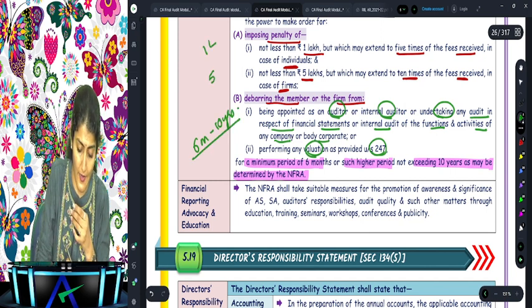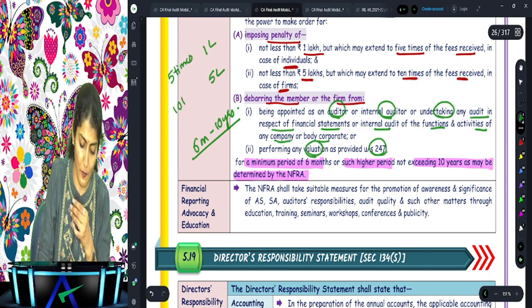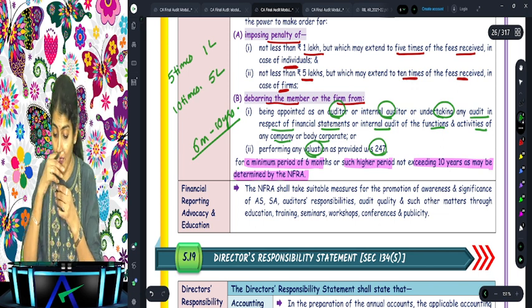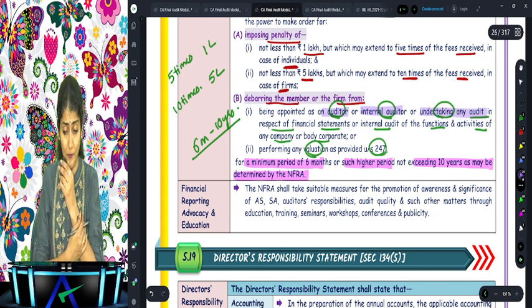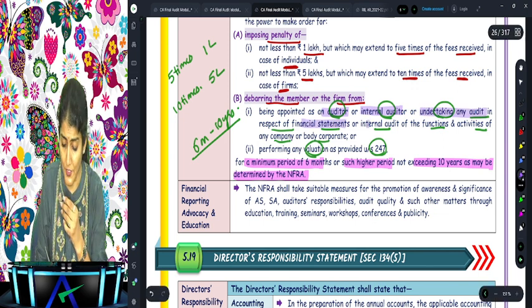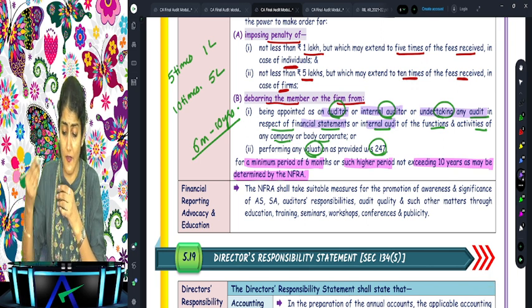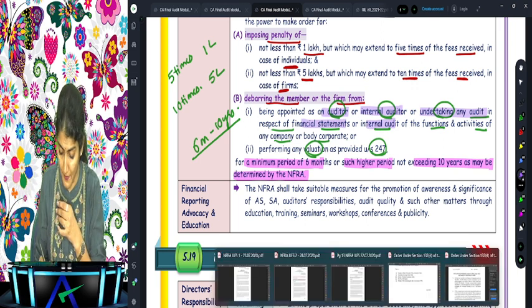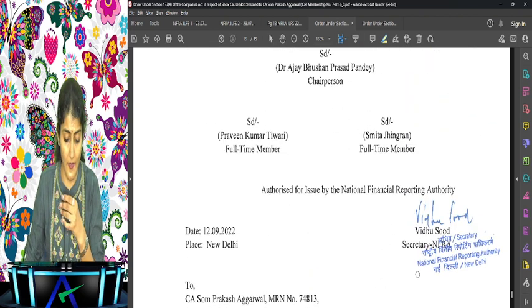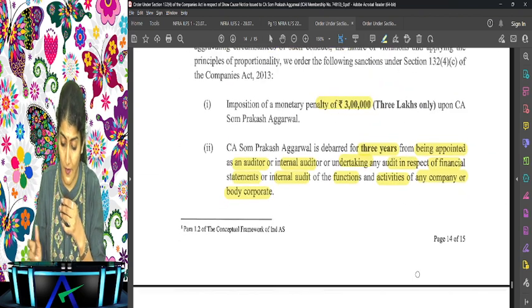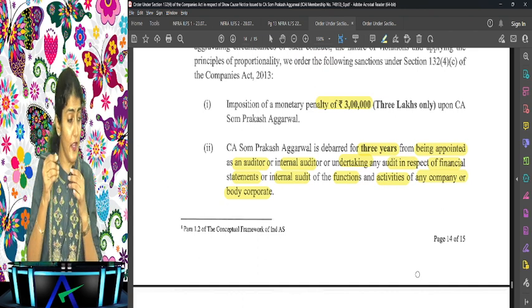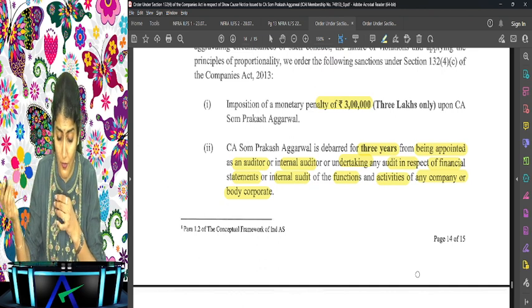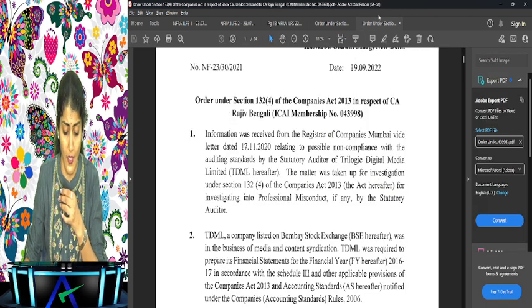And here it is 1 lakh and 5 lakh. And it could be 5 times the fee received or it could be 10 times the fee received. And what wordings do we read over here? Being appointed as an auditor, internal auditor, or undertaking any audit in respect of the financial statements or internal audit of the functions and activities of any company or body corporate, right? So exactly the same wordings we see over here. Are you seeing what it says? From being appointed as an auditor, internal auditor, or undertaking any audit in respect of the financial statements or internal audit of the functions and activities of any company or the body corporate, right?